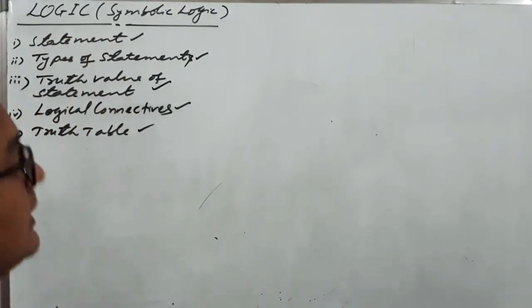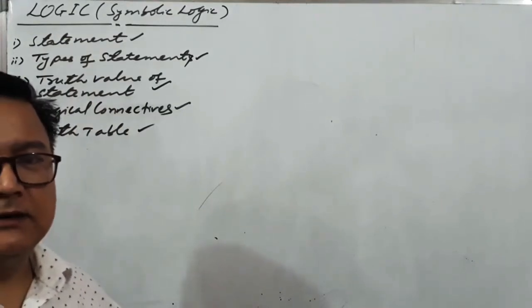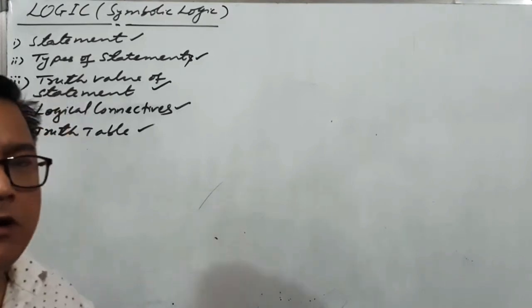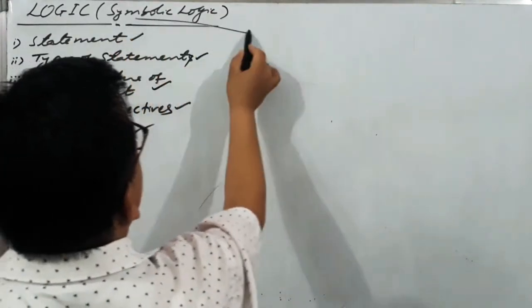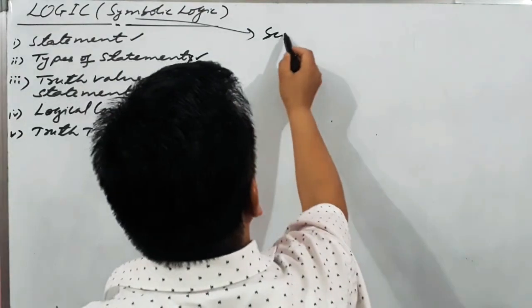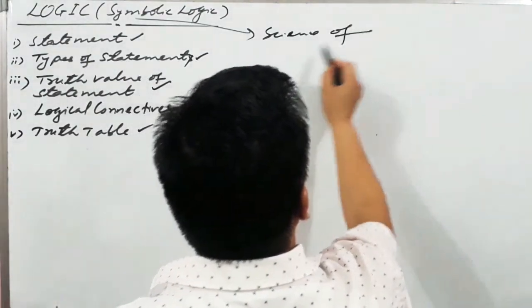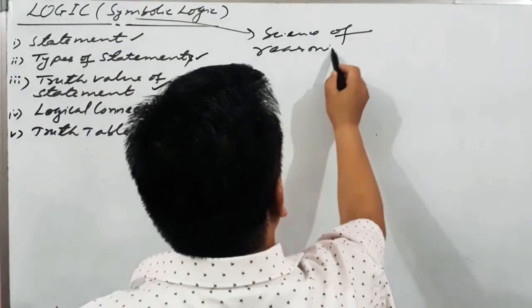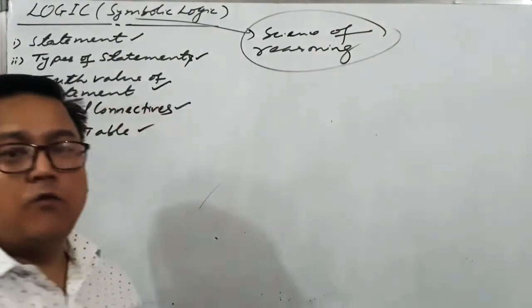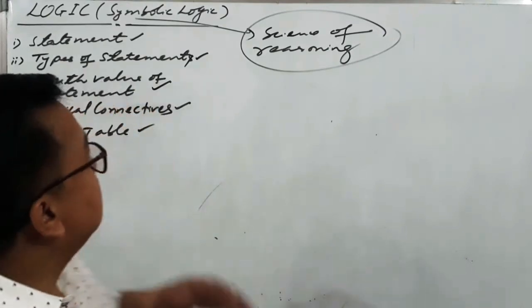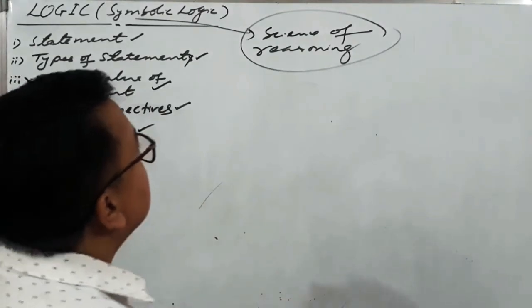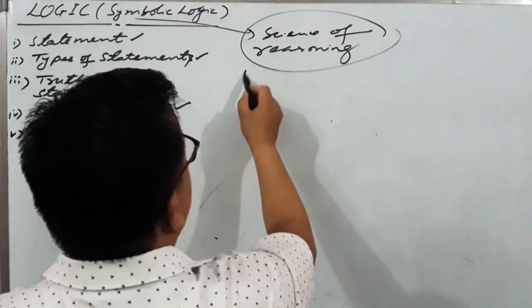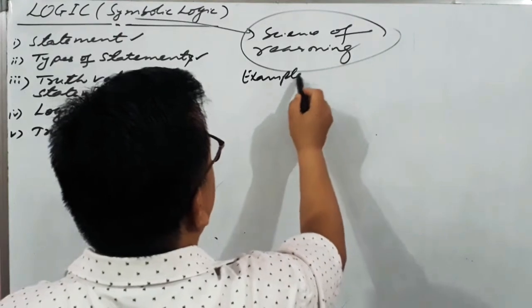Okay, what do you mean by logic? This is not so new. You all are familiar with this word. If we see the dictionary meaning, then we find logic means the science of reasoning. This is the dictionary definition of logic, science of reasoning. For example, let me create one example for logic.